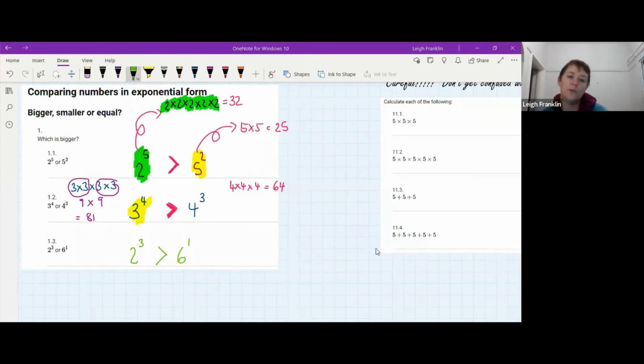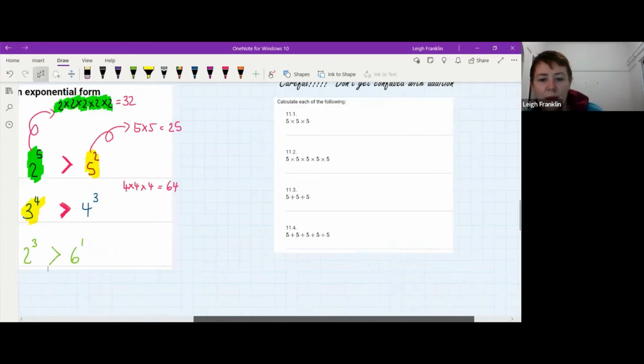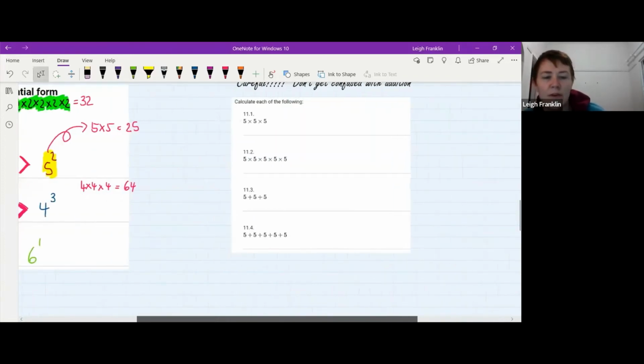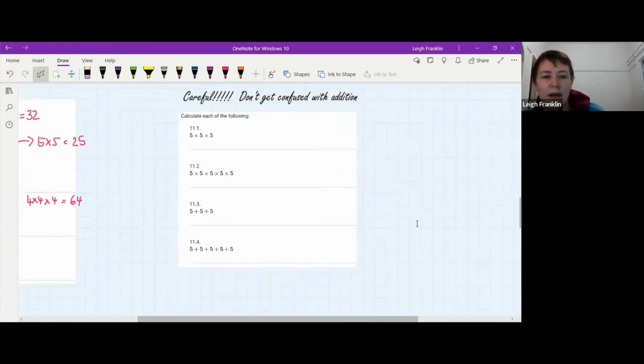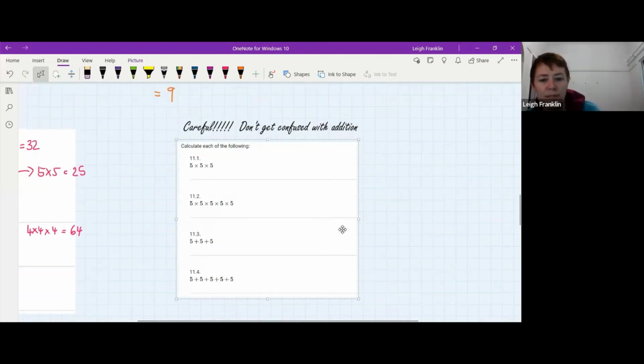So again, we can see here, grade 7s, that if we swap the base and the exponent, they're not necessarily going to be the same. So we can't just assume that they are. Now, something else that a lot of people struggle with is this sort of thing over here, especially when they get to high school.